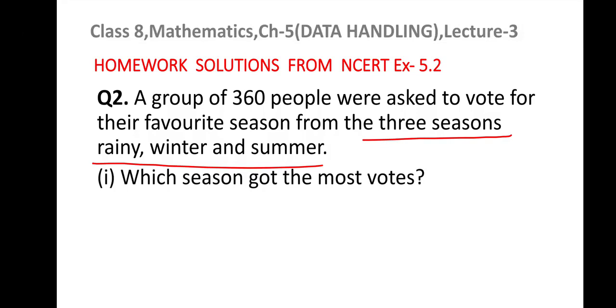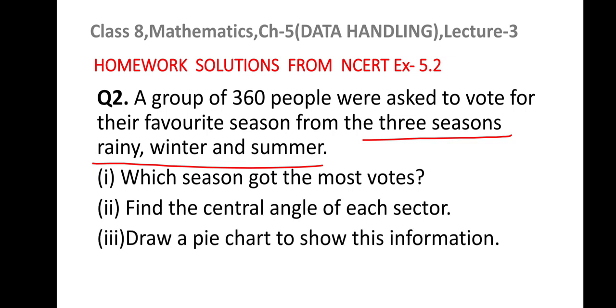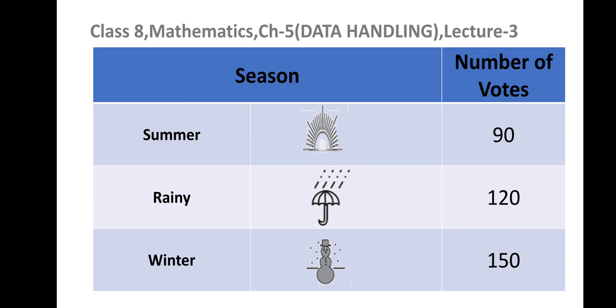Now you are supposed to give these answers. Which season got the most votes? Find the central angle of each sector. Draw a pie chart to show this information. So we are supposed to make a pie chart here in this question number 2. This is the data given to us, that is season, summer, rainy or winter. Number of votes 90, 120 and 150. This is the table given to us in the question.